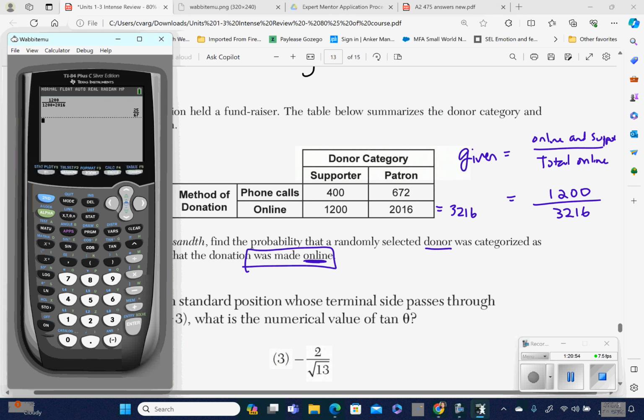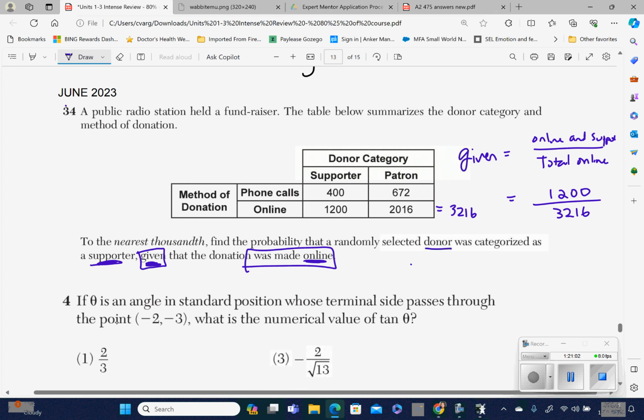You want it as a decimal, so hit math. To decimal is option number 2, hit enter, so we get 0.373. So this is going to be, to the nearest thousandth, 0.373. Okay, there is our answer for this question. So there's the work, and there's our answer.